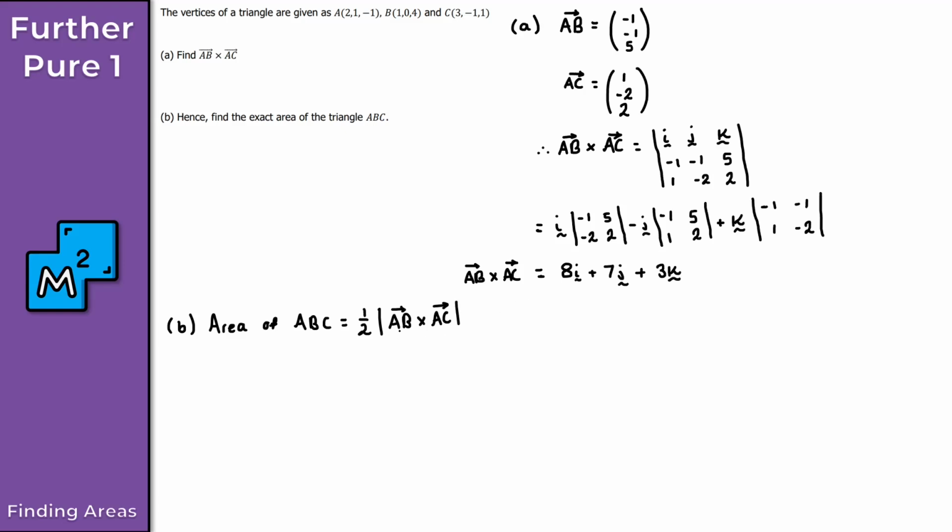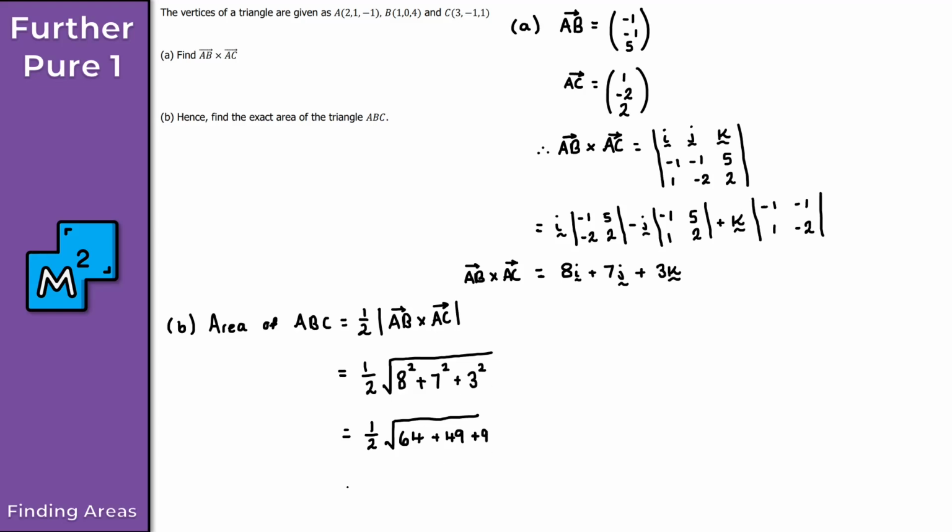Well, we've already evaluated AB crossed with AC. So all I need to do here is find the magnitude of this vector and then times it by a half. So what I'm going to get is a half times the magnitude, so the square root of 8 squared plus 7 squared plus 3 squared. So I get a half times the square root of 64 plus 49 plus 9.